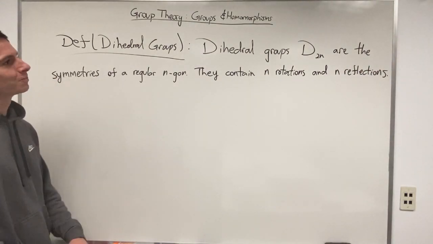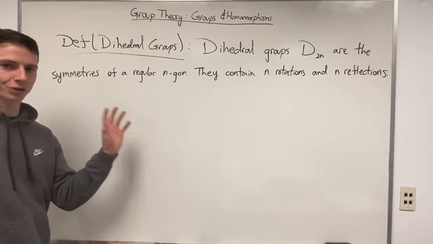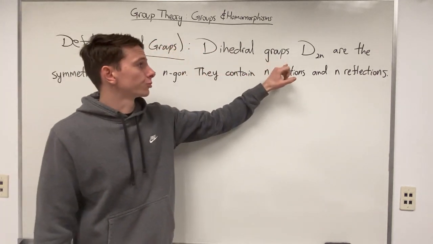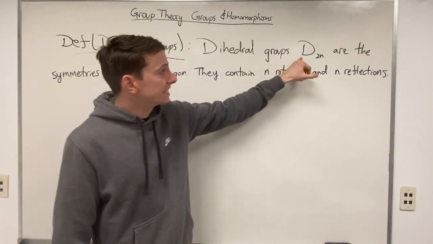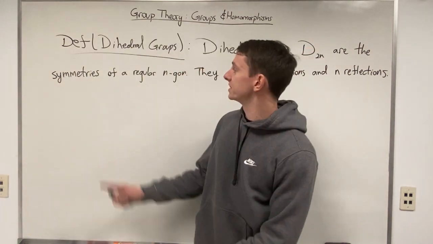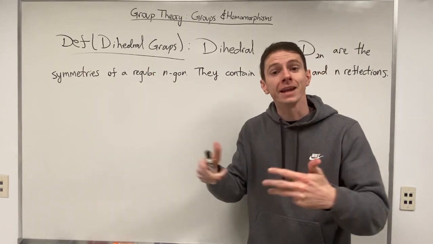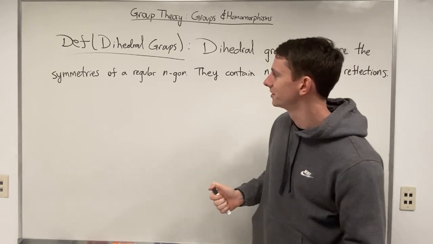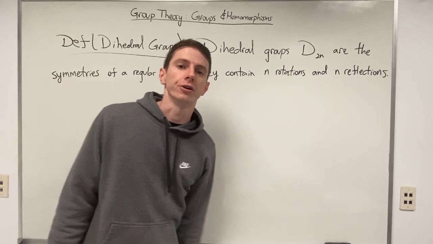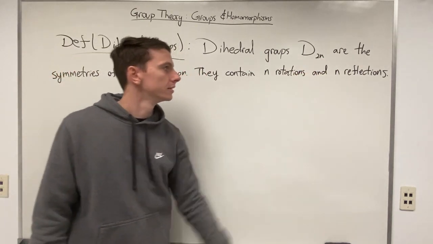All right, so now moving on to these things called dihedral groups. Let's read what the definition of these things are. So dihedral groups, which are in general denoted as D sub 2n, that is not a typo, D sub 2n, are going to be the symmetries of a regular n-gon, or in other words, an n-sided polygon. So they contain n different rotations and n different reflections for a total of 2n elements, hence the subscript 2n in it.